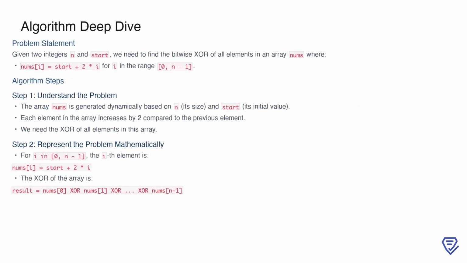We're given two integers, n and start. Using these, we need to generate an array called nums. The elements of this array are defined by the formula nums[i] = start + 2 * i, where i ranges from 0 to n-1. Once we construct this array, our task is to compute the bitwise XOR of all its elements. Mathematically, this can be expressed as result = nums[0] XOR nums[1] XOR ... XOR nums[n-1]. The challenge lies in how we calculate this efficiently, as the array can grow large depending on the values of n and start. Let's explore how we can break this down step by step.